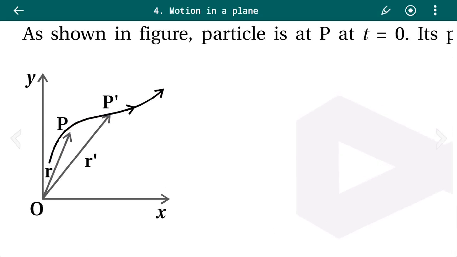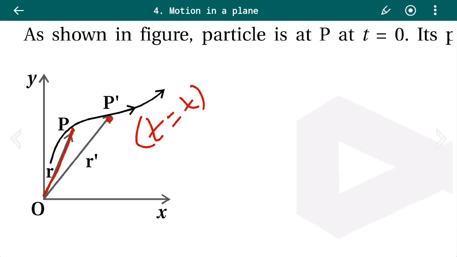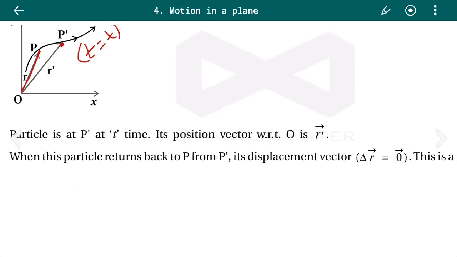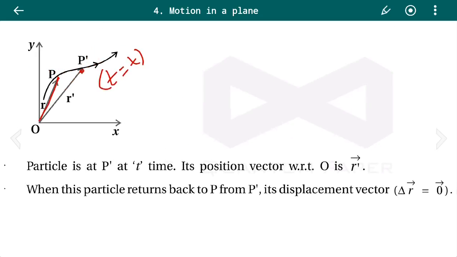At t equals 0, the position of the object is P, that is, its position with respect to origin O is r vector, and the position of the object at P dash, that is at t equals t, is r dash. So the particle is at P dash at time t and its position vector with respect to O is r dash vector. So the displacement of the object from P to P dash, that is final position minus initial position, we can write as r dash minus r.